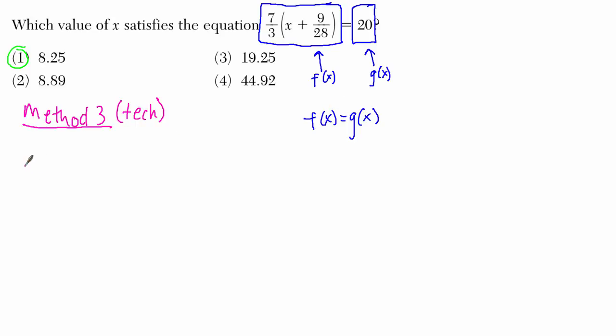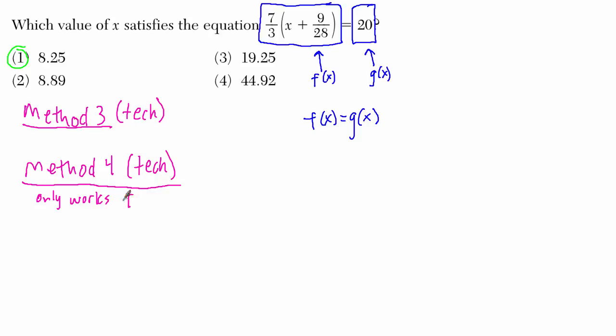All right, and method number 4, which we're also going to call a tech method. But this is your cheap method, and this one only works when you have multiple choice.